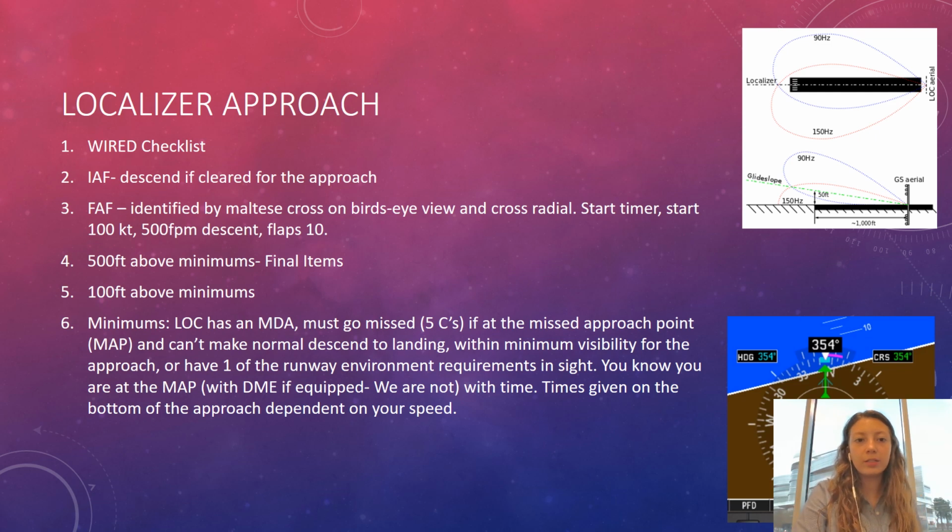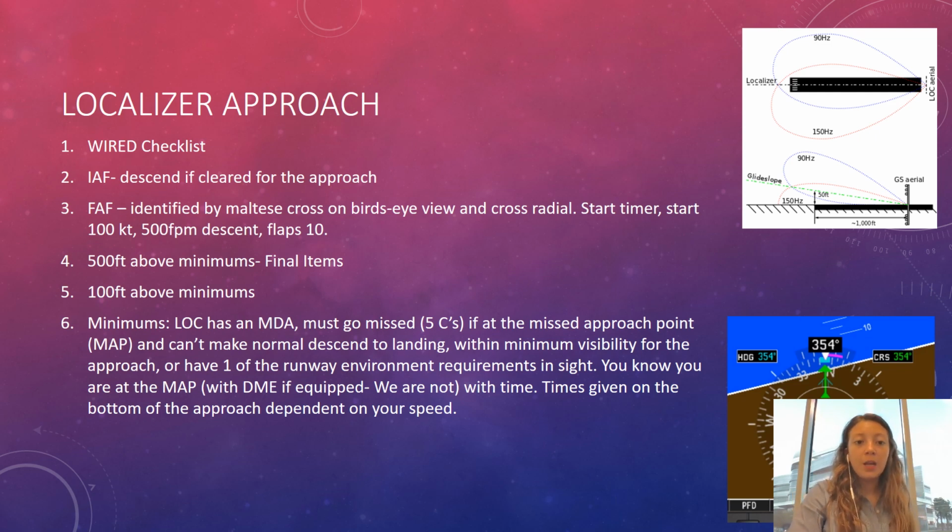Next one we're going to talk about is the localizer approach. It is very similar to the ILS, except it does not give you the vertical guidance. So you have to complete the WIRED checklist and identify the initial approach fix. The difference here is your final approach fix is identified by the Maltese cross on the bird's eye view instead of the lightning bolt. And you'll do the same descent, everything like that, 500 feet above minimums, final items, 100 feet above minimums.